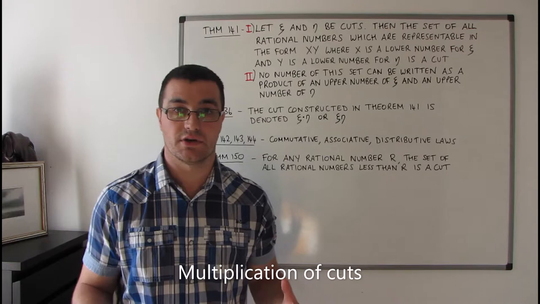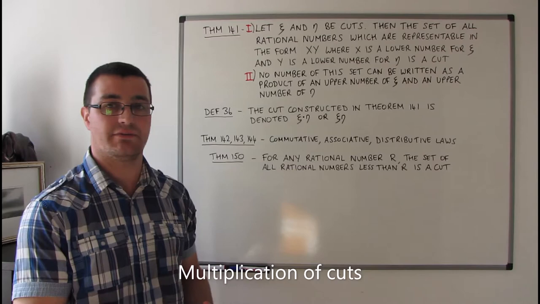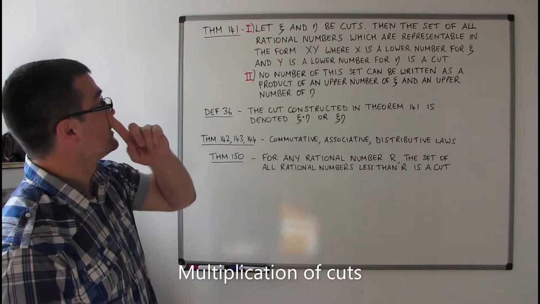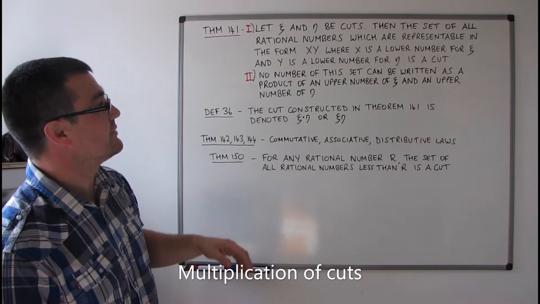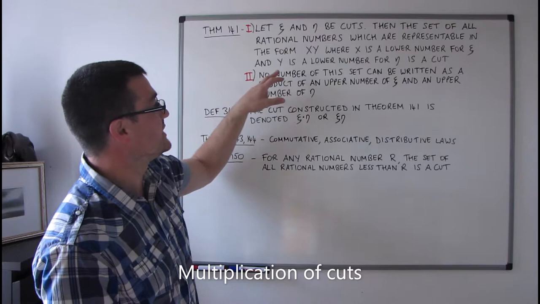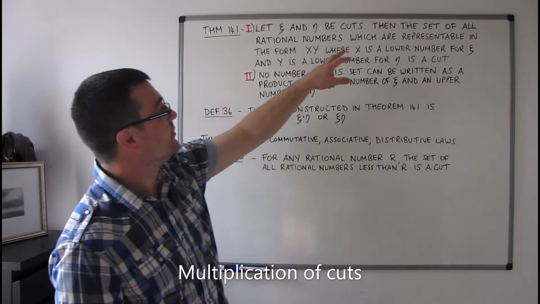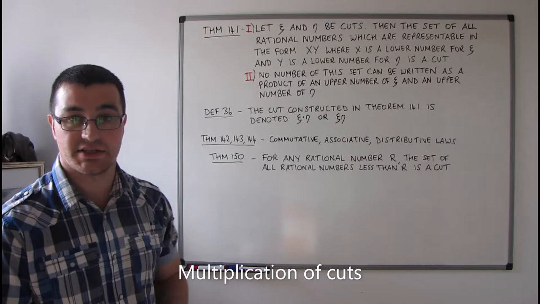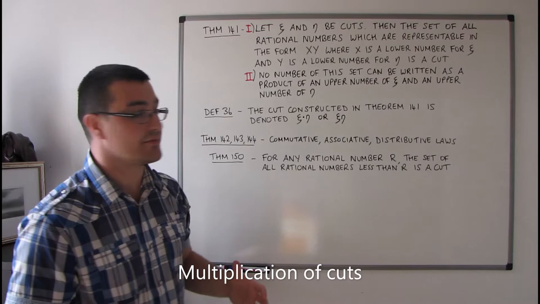So in a similar way with addition, we don't start out straight away with the definition of multiplication of cuts. We actually construct a cut that we're going to basically identify with the product of these two cuts, psi and eta. So let psi and eta be cuts, then the set of all rational numbers which are representable in the form xy, x being a lower number for psi and y a lower number for eta, is itself a cut. So again, we're just assuming that this thing is a set from the outset, not that it's a cut. We'd actually go on to prove that it is a cut. I'm not going to go through the proof of this. It's actually a lot easier than the case for addition, but there's not really any need for me to do so.